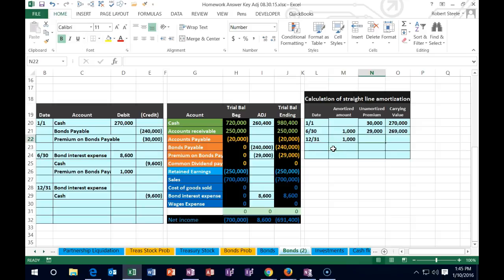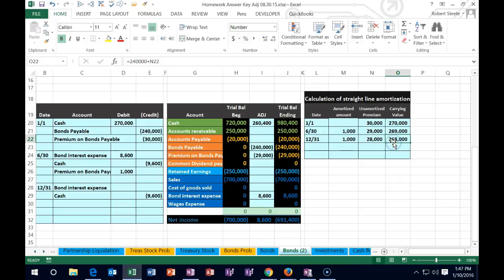And then what should the unamortized premium be? Well, we have 29, so it's going to equal this 29 that it was before, minus the amount that's been amortized for this period, 1,000. So we're going to bring it down to 28. And then we can calculate the carrying amount as being the 240 face amount. That's this amount here. And then we're going to add to it the 29,000, gives us a carrying of 269. And of course, we could also calculate that by the 269 minus the 1,000 here.